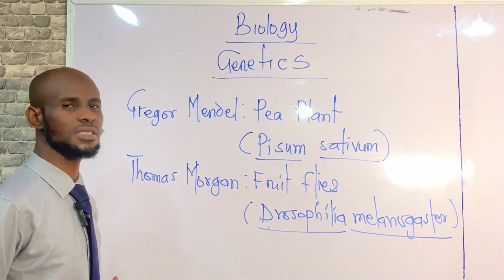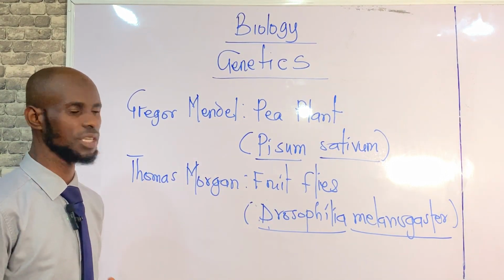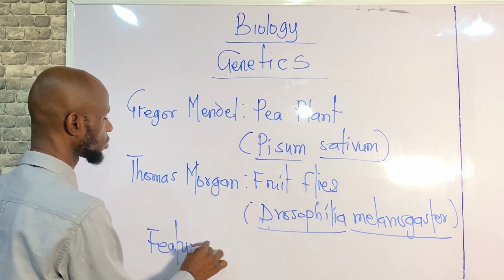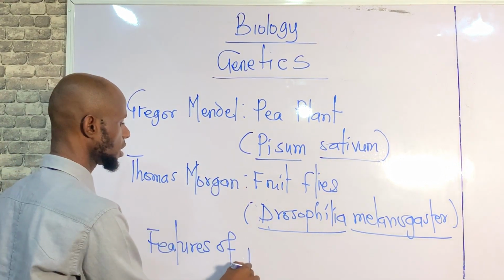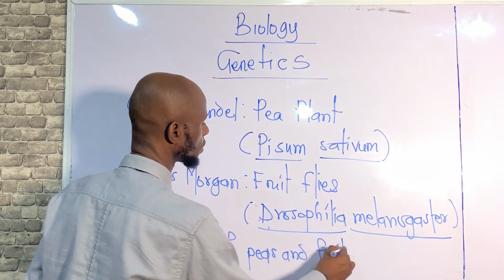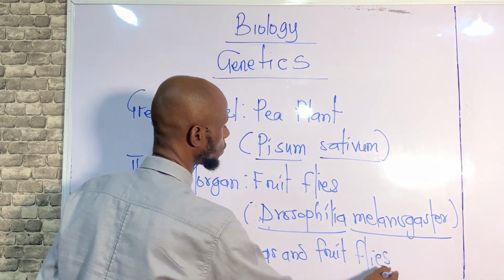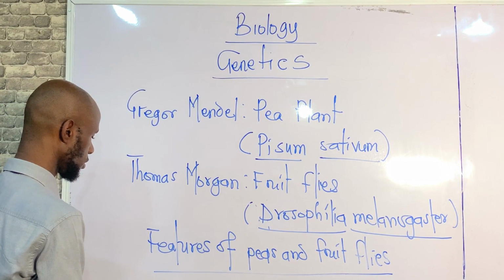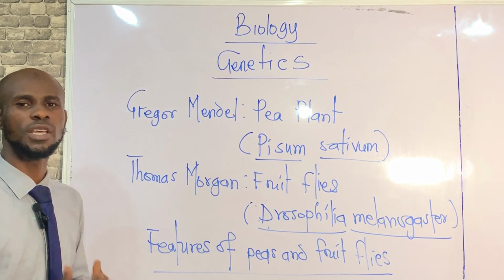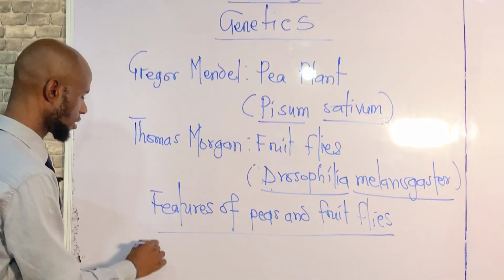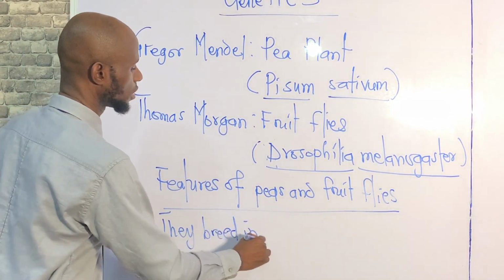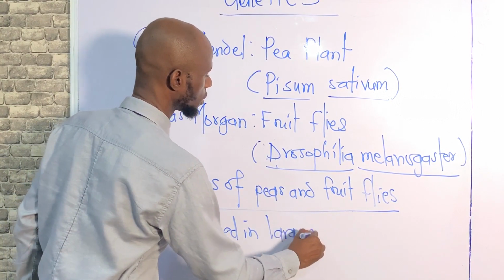Why are they convenient choosing or using this particular plant? So I'm going to talk about the features of the peas and the fruit flies. So number one is that they breed in large numbers. That is, they produce in large numbers.